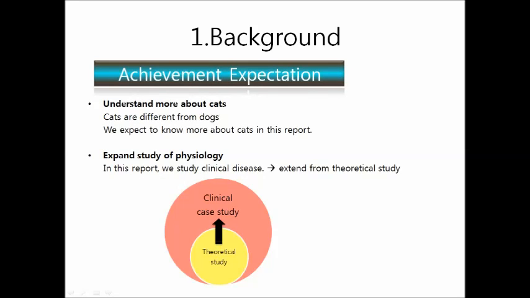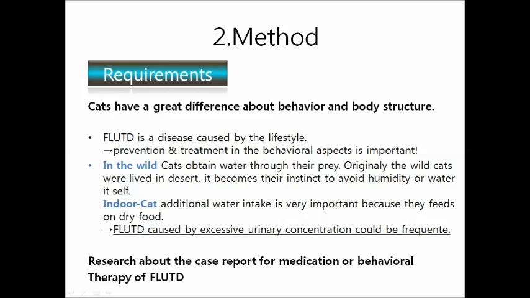We expected to learn about real clinical disease extending from theoretical knowledge. Further, we could know more about cats and understand them. Cats differ from dogs. Clinical approaches for cats should be different from those for dogs because their behavioral and physical characteristics are unlike those of dogs. FLUTD is based on lifestyle, so prevention and treatment from the behavioral aspect is very important.